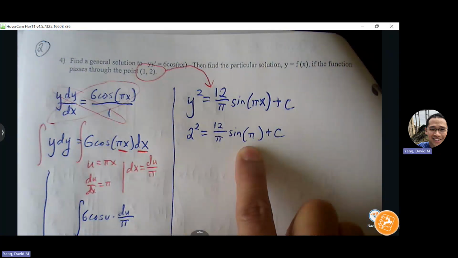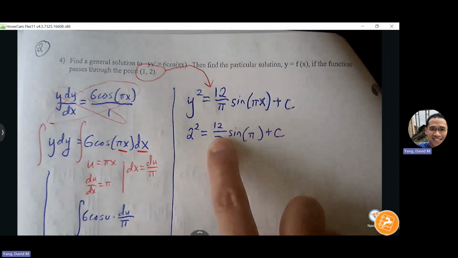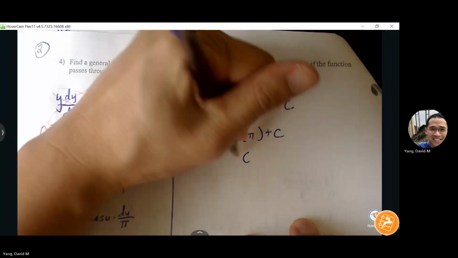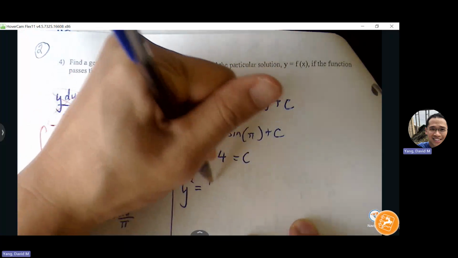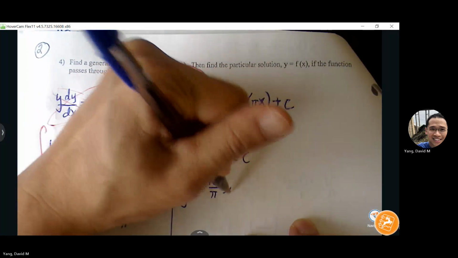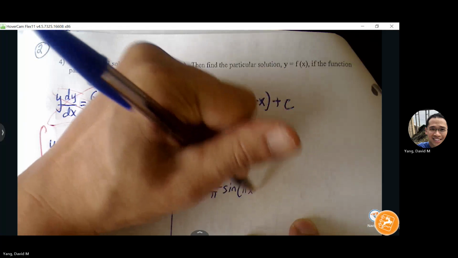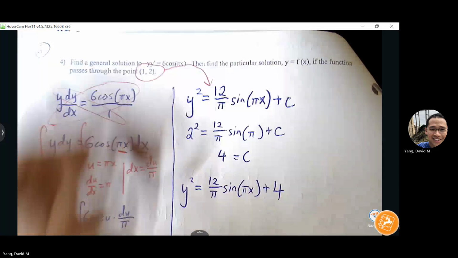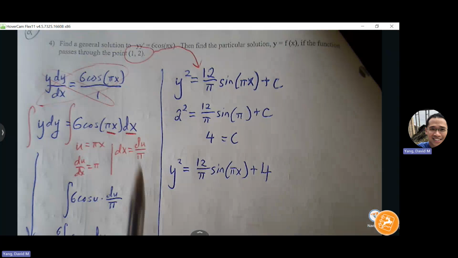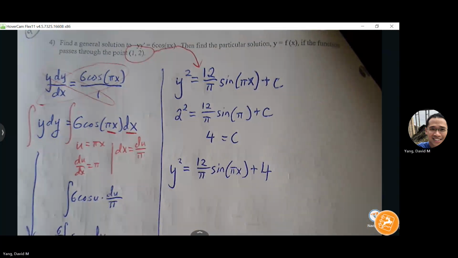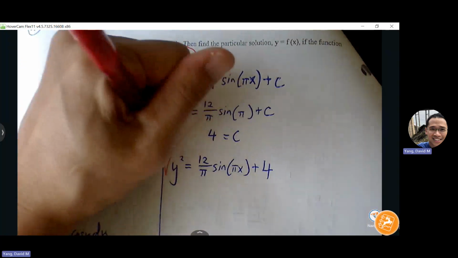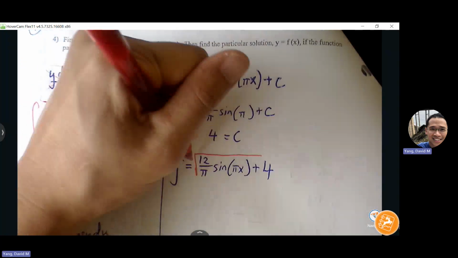So this is convenient because sine of pi is equal to what? 0. So that's going to wipe this whole thing out. c is equal to 4. So here's my updated equation. Okay, I'm trying to solve for y here, so I'm going to have to take the what on both sides? Square root. There's 2 potential solutions that show up, but I'm only going to choose one of them.